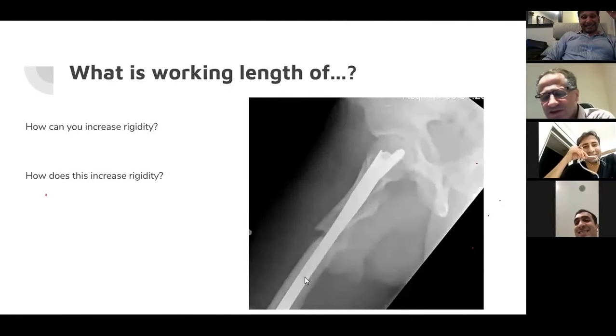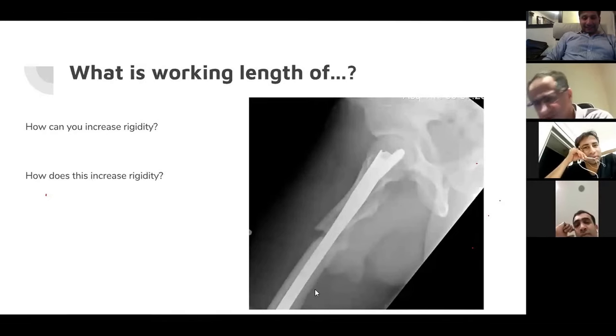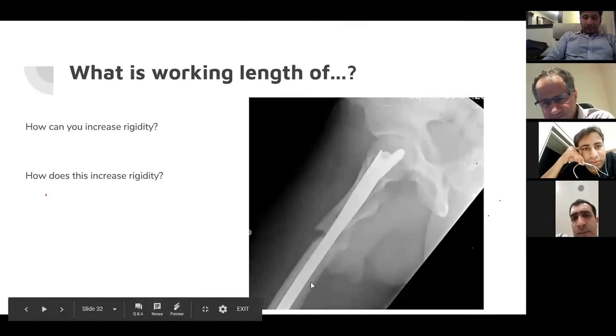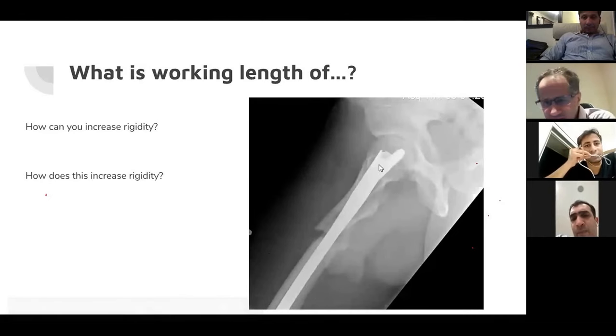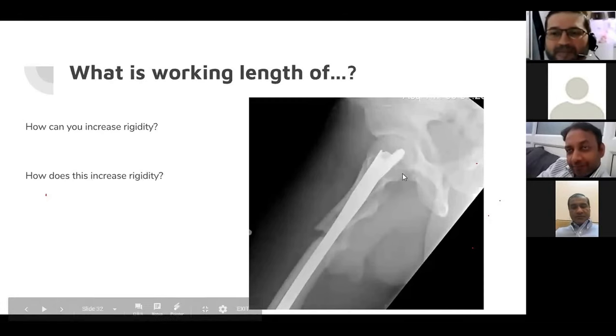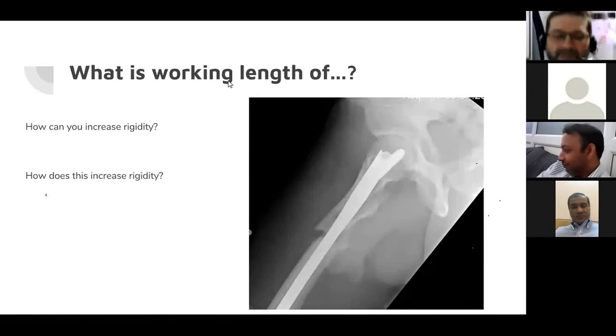Can you think of anything else about this construct which would tell you the working length is shorter than that? If you look very closely over here. No, I'm not getting anything. Okay, so the working length of an intramedullary nail is the working length. Take the definition that we already presented. The definition is the unsupported length of the construct.